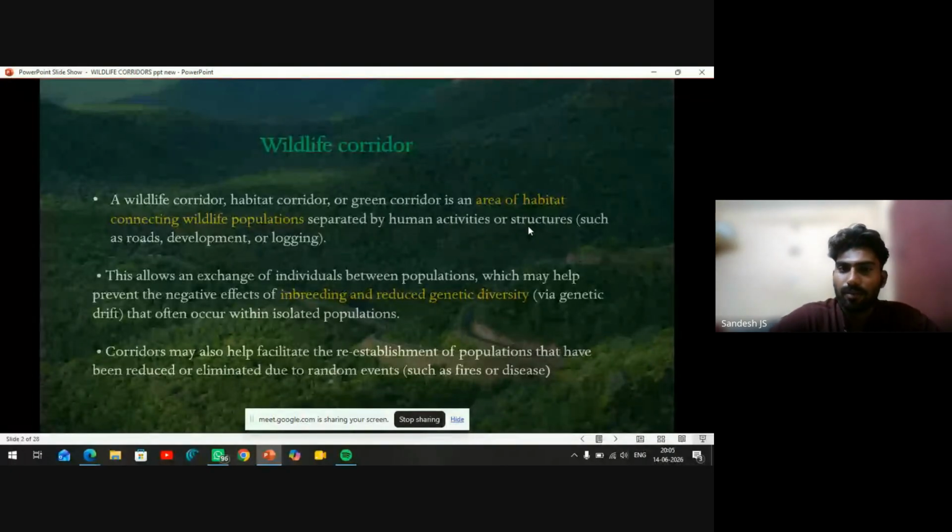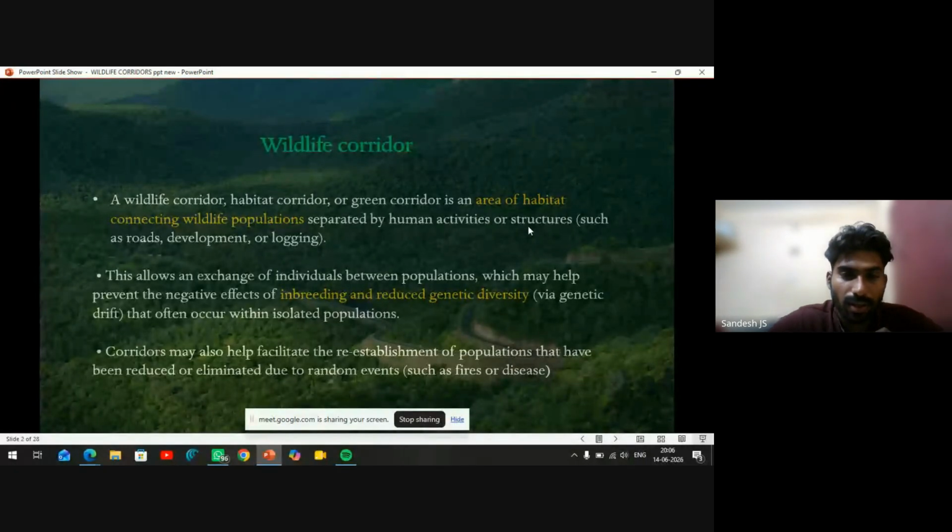So, what is a wildlife corridor? A wildlife corridor, also called a habitat corridor or a green corridor, is an area of habitat connecting wildlife populations separated by human activities or structures like roads, canals, dams, highways, etc. It's like a bridge or a link that connects two fragmented habitats or two isolated wildlife populations. So it's basically a lifeline for isolated populations.